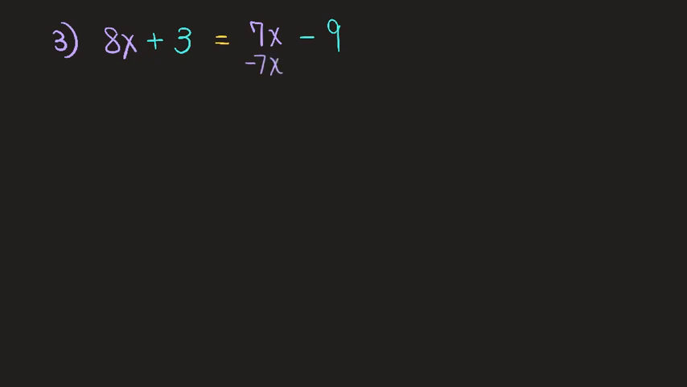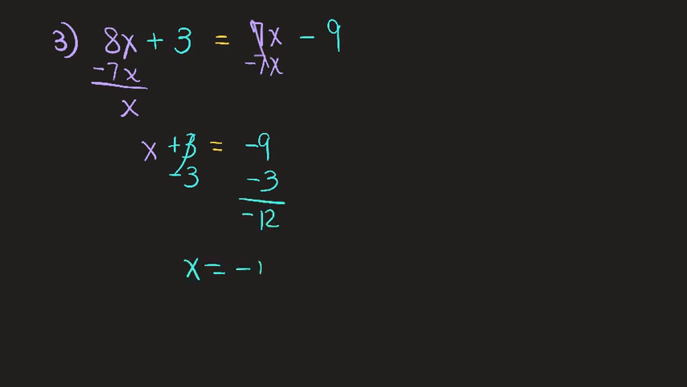You should have done minus 7x, cross out. What's my answer? 8 minus 7 is 1. Rewrite the question: x plus 3 equals negative 9. You have one more song to sing. Try it on your own. You should have done minus 3, cross out. What's my answer? x equals negative 12.